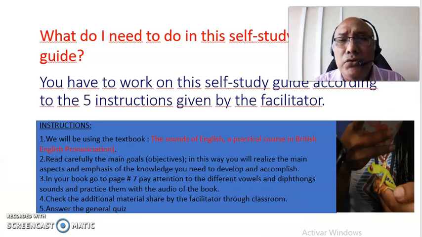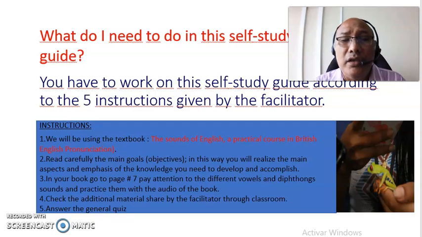What do I need to do in this self-study guide? Well, you have to work in this self-study guide according to the 5 instructions given by the facilitator. So the instructions are: 1. We will be using the textbook, The Sounds of English, a practical course in British English pronunciation. Number 2, you have to read carefully the main goals or objectives, and in this way you will realize the main aspect and emphasis of the knowledge you need to develop and accomplish.